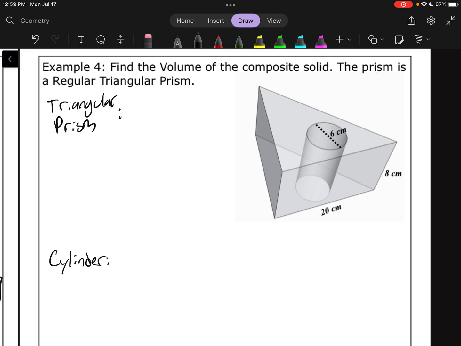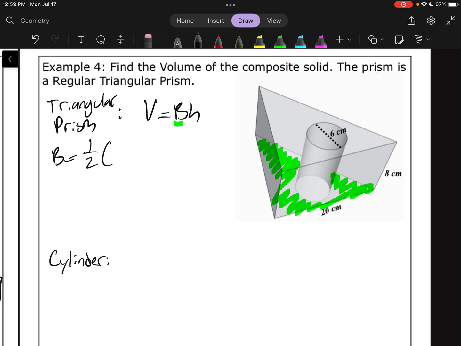Now with these ones, we're going to end up subtracting, since we're removing it as opposed to adding it on top. A prism is still big B times H. Big B is the area of the base, so that'd be the area of this triangle down here. The area of a triangle is 1/2 base times height. And we've just got a 20 as a side.